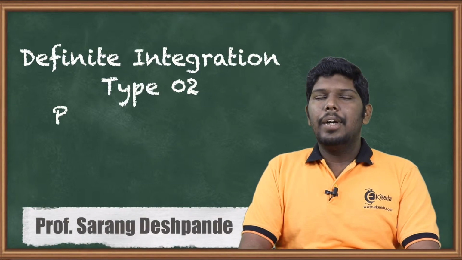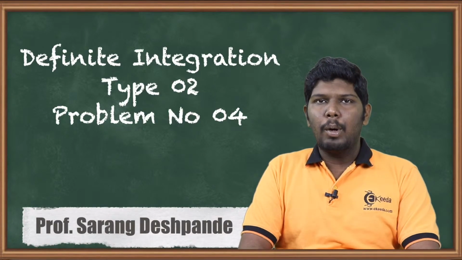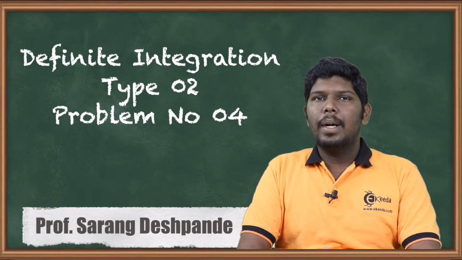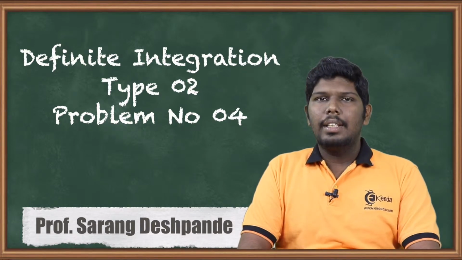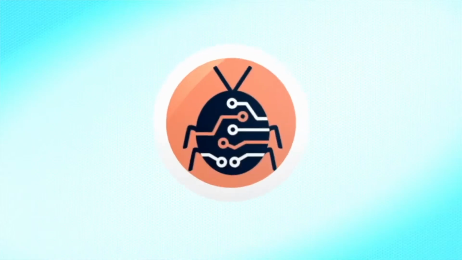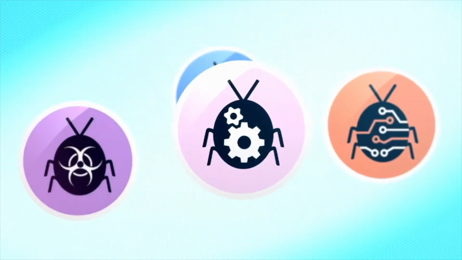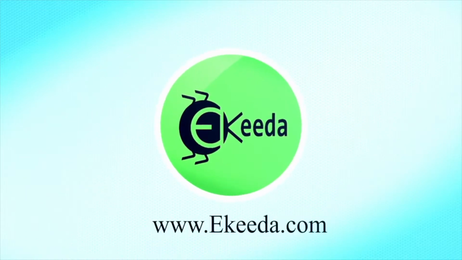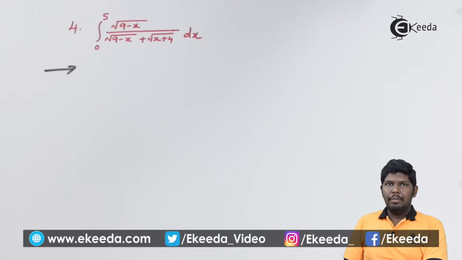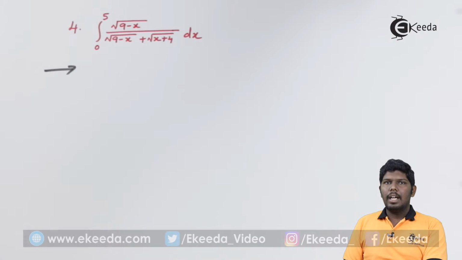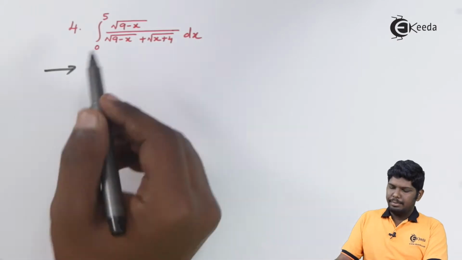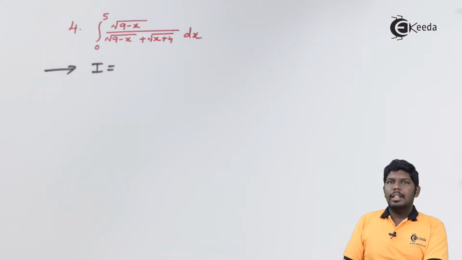Hello friends, in this video we are going to continue with one more problem which is based on the second property of definite integration. Let us start with problem number 4. Integral 0 to 5 of under root 9 minus x upon under root 9 minus x plus under root x plus 4 dx. Let us consider the given integral I and take it as equation number 1.